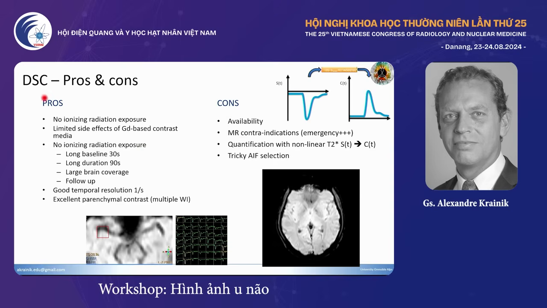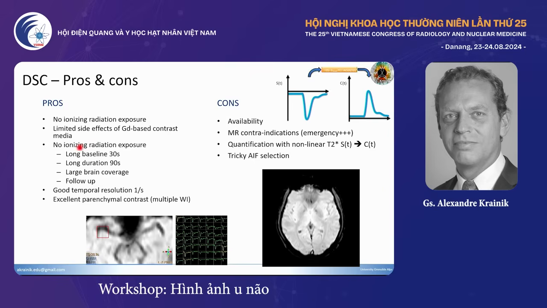Then using MR is quite interesting. There are some advantages, such as there's no radiation exposure, contrary to CT. The gadolinium-based contrast media has very few side effects. And then all this allows you to repeat the examination when necessary, and you can monitor. We prefer to monitor patients with brain tumor using MR and especially using perfusion MR.